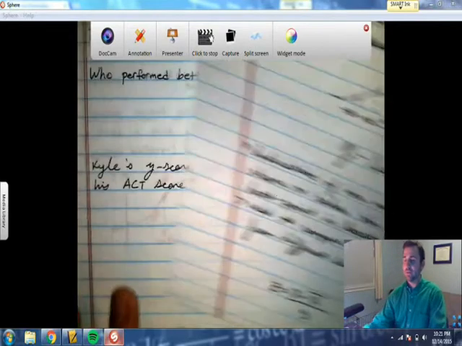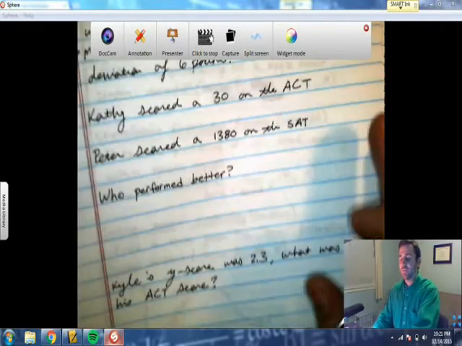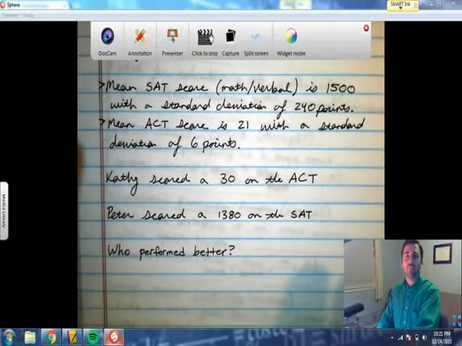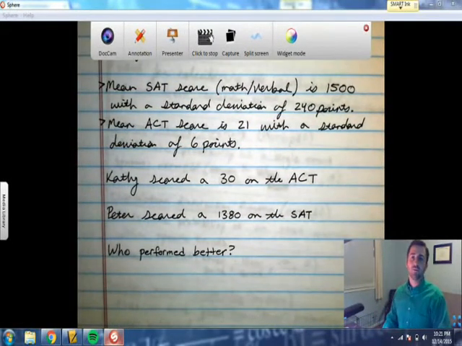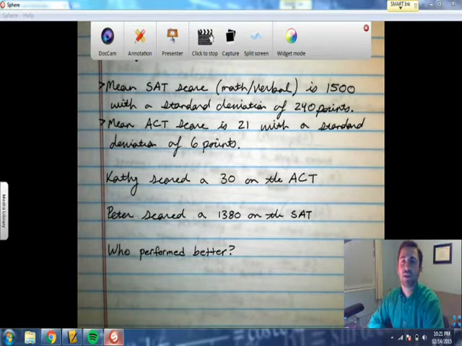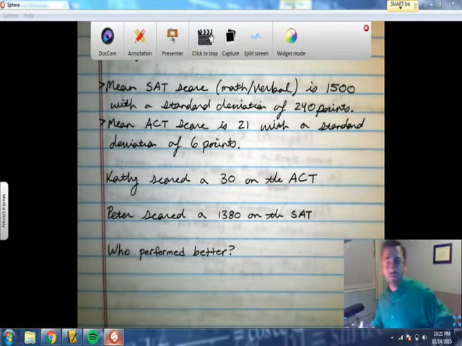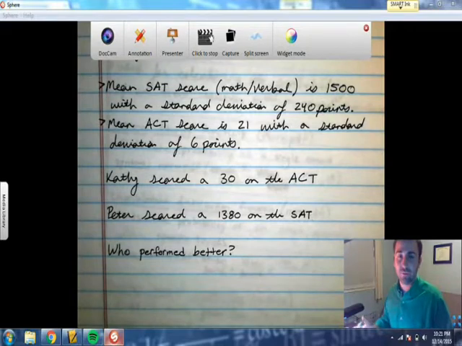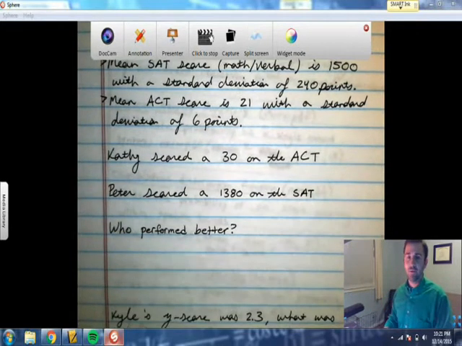So let's look at some examples of what we would use z-scores for. The mean SAT score for Math Verbal is 1500 with a standard deviation of 240 points. The mean for ACT score is 21 with a standard deviation of 6 points. Kathy scored a 30 on the ACT. Peter scored a 1380 on the SAT. Who performed better? Once again, 2 different data points from different grading scales. How do we compare the 2?